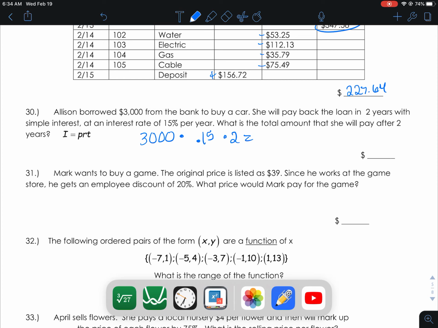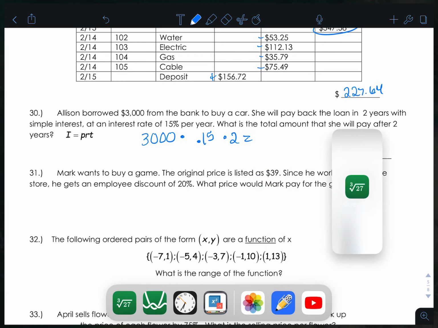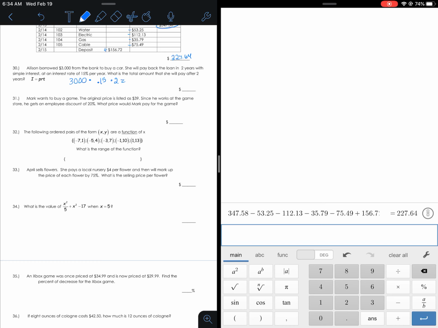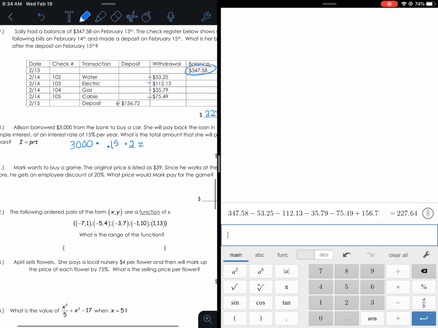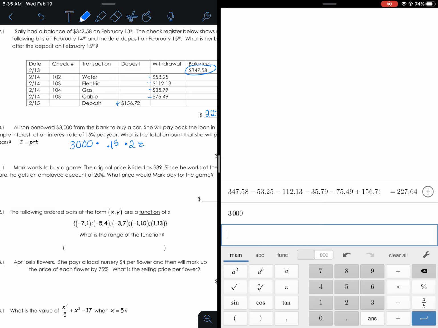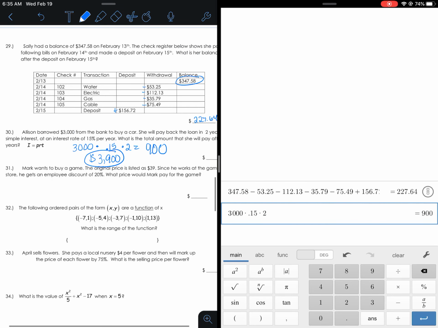Let me see if I can get this thing back up here. So then if we plug all of that back in, that'll be 3,000 times 0.15 times 2. And so she's going to pay $900 in interest. And that means the total amount, we would just add that to 3,000, which would be 3,900. We'll just leave this open, actually. I think I'm real slow.